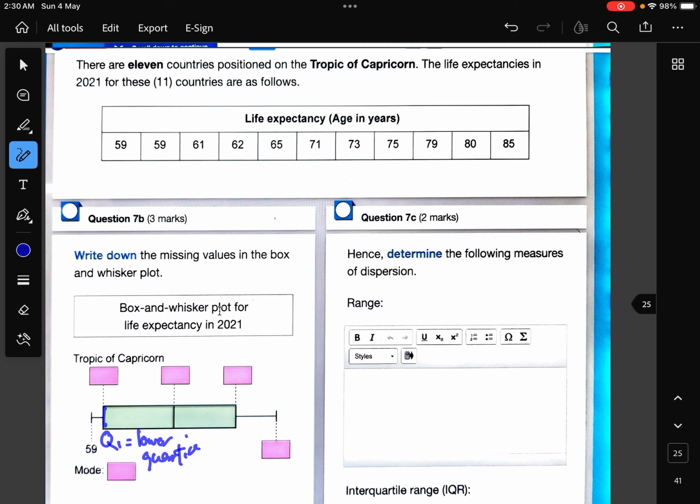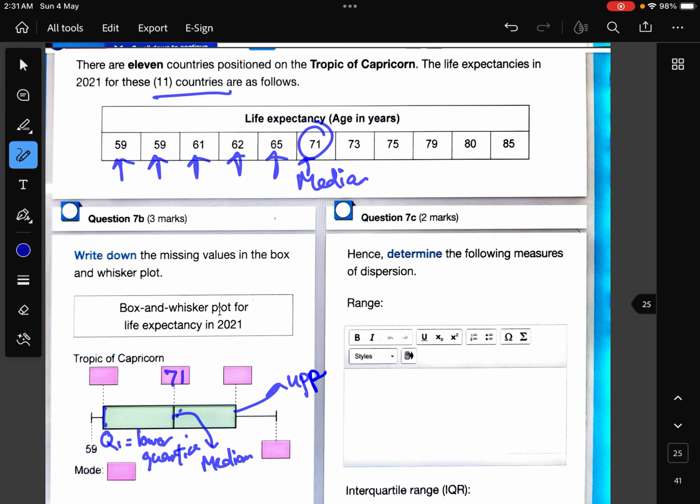Now obviously we got 11 countries, so the median should always be the 6th position. So we're going to count 1, 2, 3, 4, 5, 6. So this guy is the median. So maybe I should put 71 right here because this line is basically the median. And of course this line is the upper quartile.